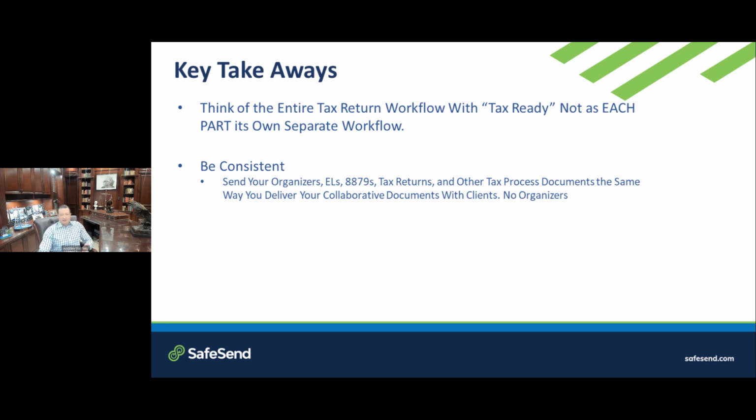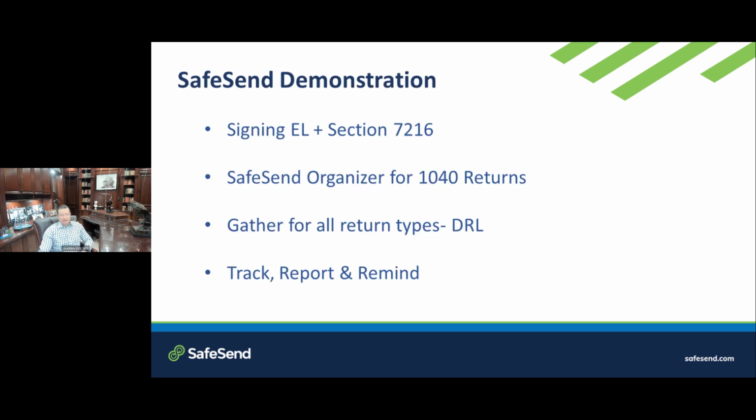And then the second is be consistent. Send your organizers, ELs, 8879s, tax returns, and other tax law documents the same way you deliver your collaborative documents with your clients. And this should say no paper organizers. We missed the paper there, but let's get electronic at least and get out of paper. You really want to be consistent across all of this collaboration with your client, because if you're standardized and consistent, your staff knows how to do it more efficiently, and your clients can actually change processes. When you ask them to do things in too many different ways, it becomes frustration, a barrier to their ability to jump on board and standardize. So those would be the two key takeaways today.